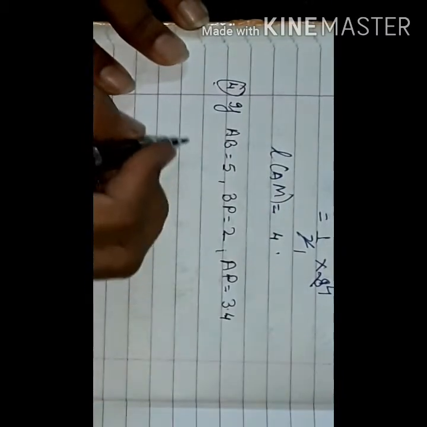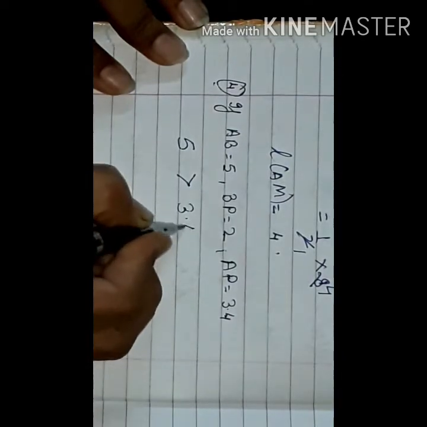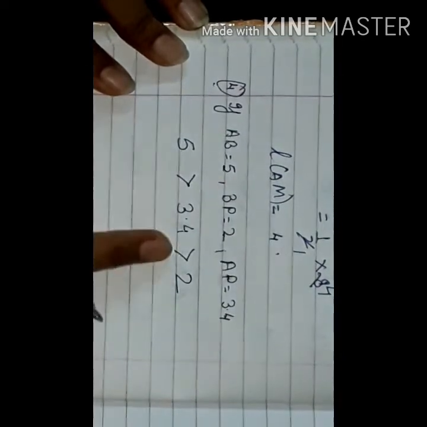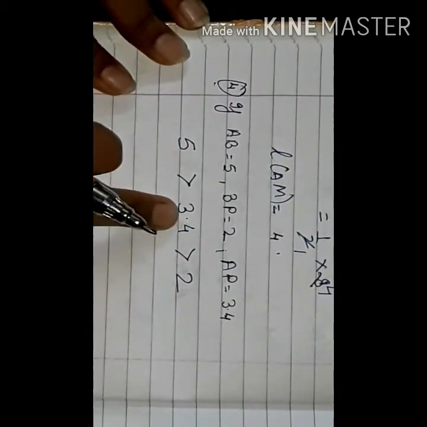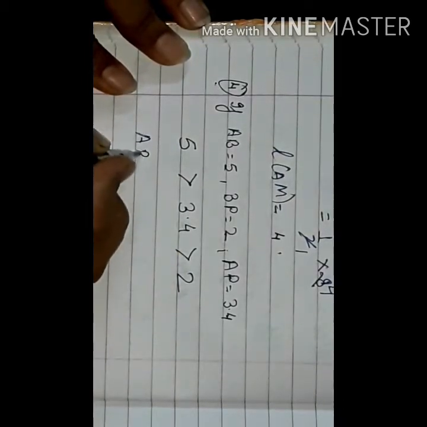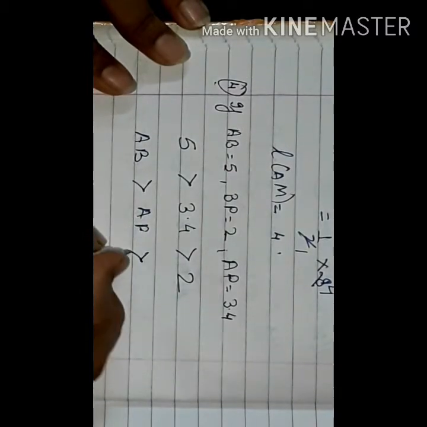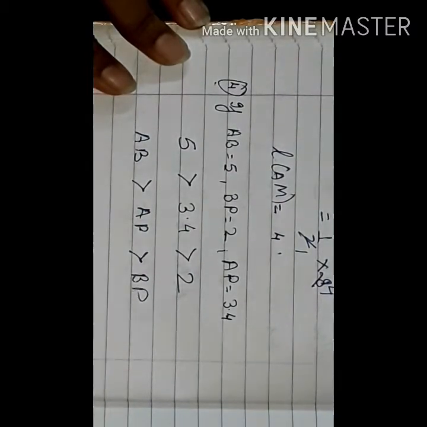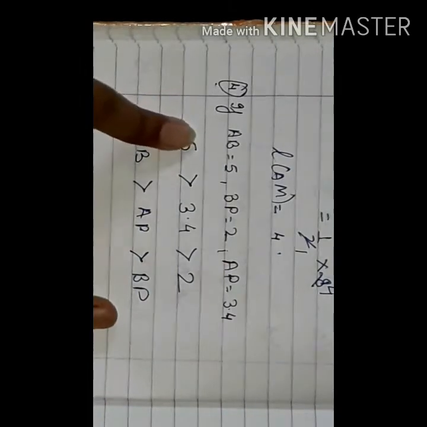For this, what you have to do is write these signs. By writing these signs, you will be able to show that 5 is greater than 3.4, 3.4 is greater than 2, and in the same order you have to write AB is greater than AP and AP is greater than BP. That's it. In this way we have to compare and show. Only in 2 steps the question is over.